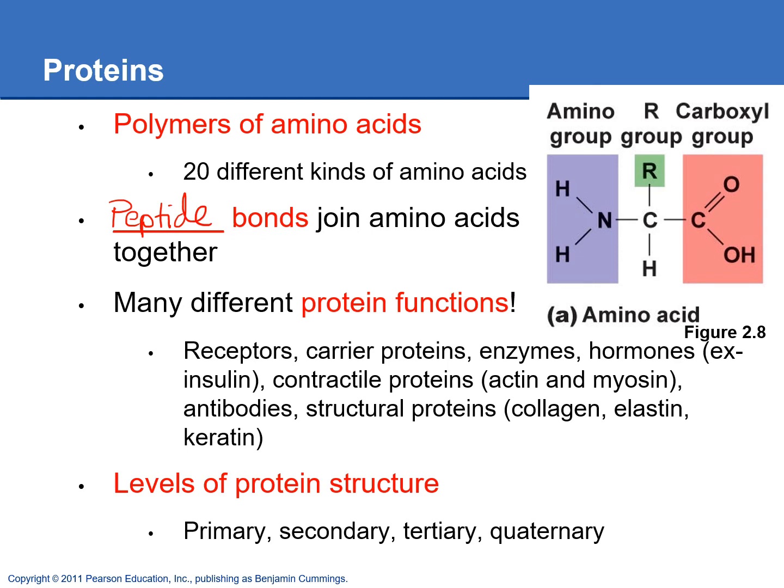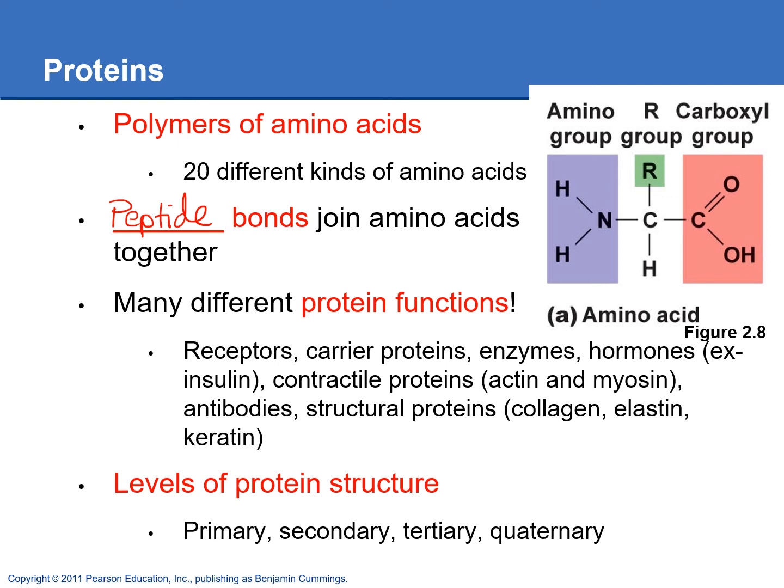And the proteins have a lot of different functions in the cells in the body because they have lots of different shapes. So some of them are receptors, some of them are carrier proteins used to transport things across the cell membrane. Others act as enzymes. Some of them are hormones like insulin. Others are contractile proteins like in our muscles. Some of them are used for defense like antibodies. And others are used for structure, like collagen, elastin in our skin. We've got the keratin making up our nails and hair.